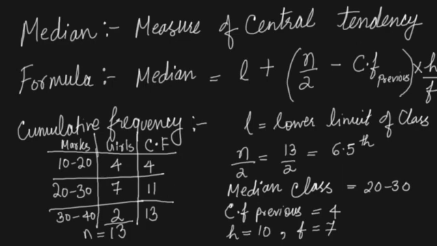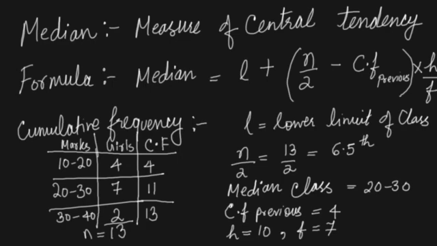But if I were to say less than 40, that means it would include 10 to 20, 20 to 30 and 30 to 40. So essentially I would have all the girls, 4 plus 7 plus 2 is 13, right? And that 4, 11 and 13 is nothing but the cumulative frequency that I am talking about. N is the total number of girls that I am considering in this table, which is 13 girls, right?